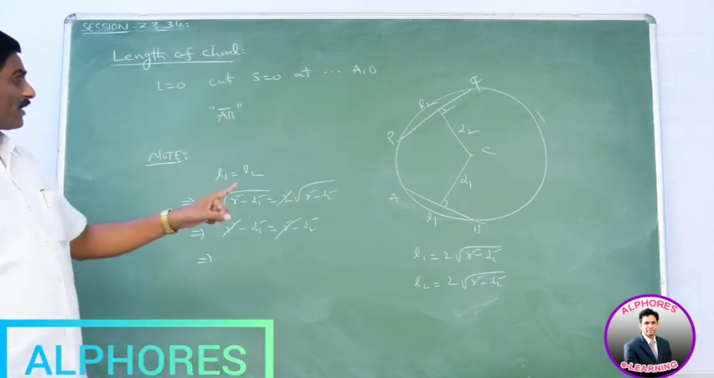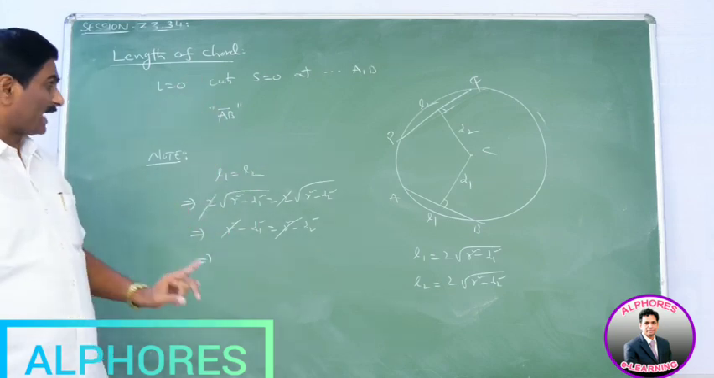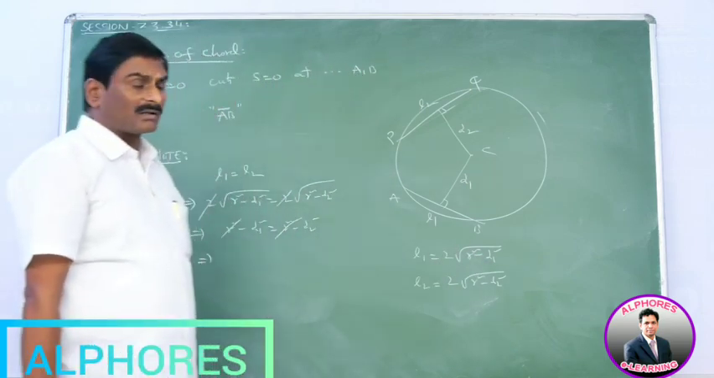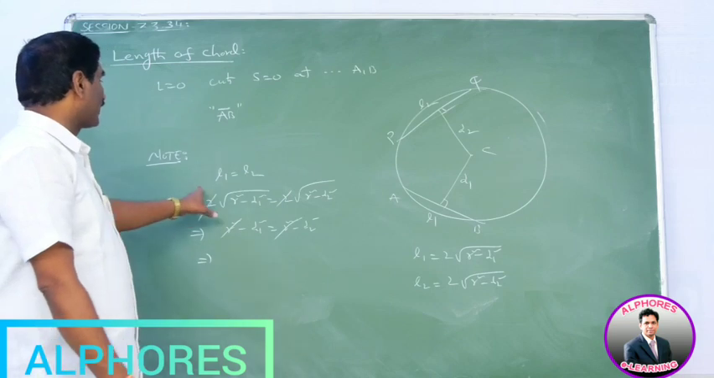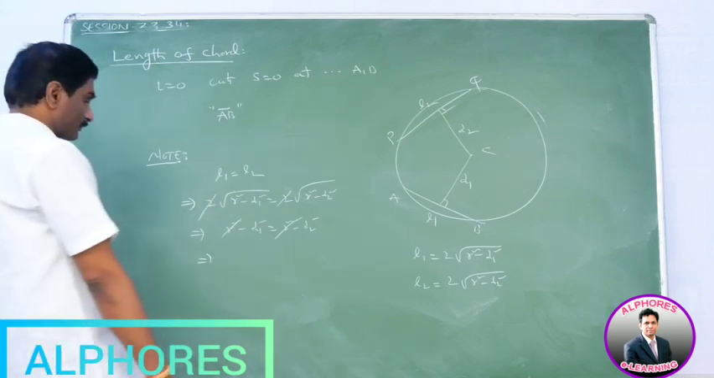Let AB is equal to L1, the length of the first chord, and PQ is equal to L2, the length of the second chord. We know that L1 is equal to 2 root r square minus d1 square, and L2 is equal to 2 root r square minus d2 square. From the given, L1 is equal to L2. Equating, we get d1 is equal to d2. Okay? Next.